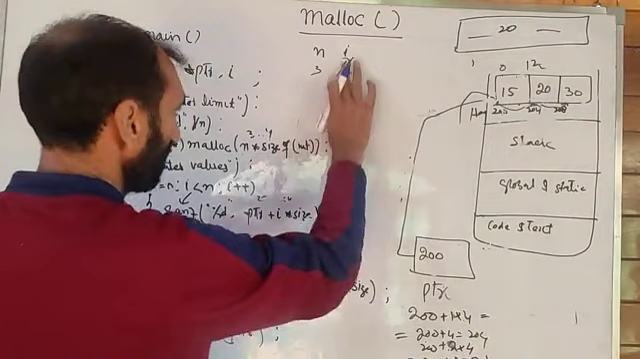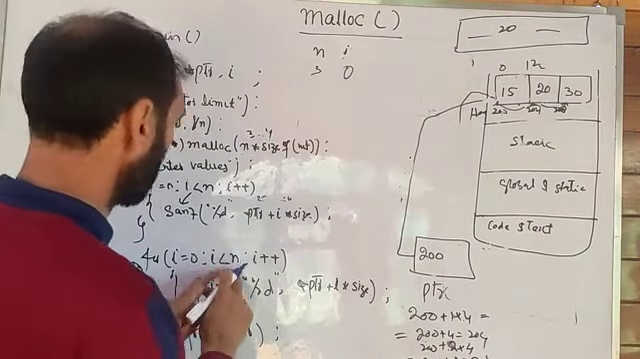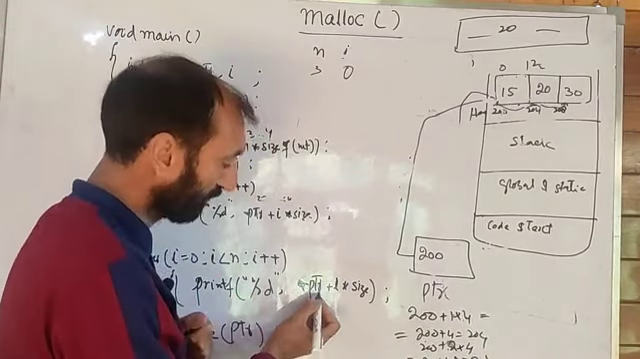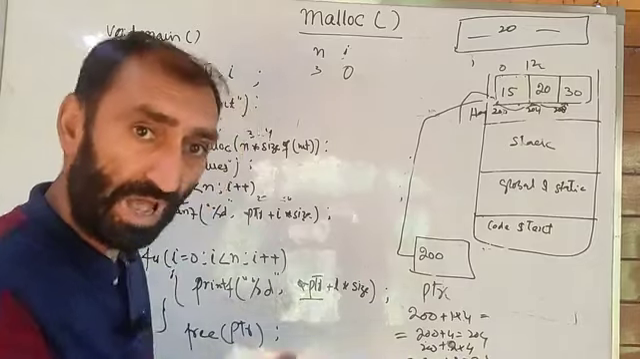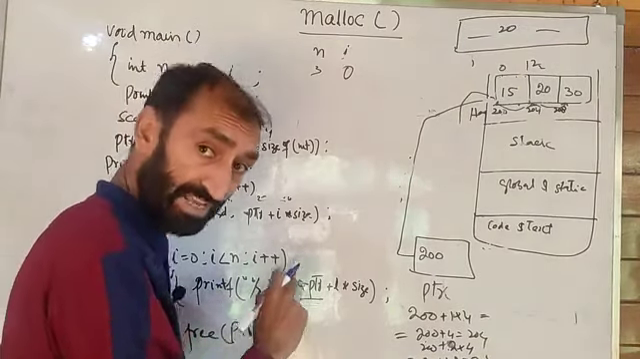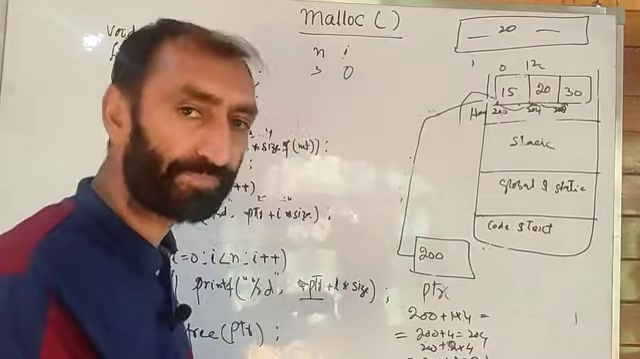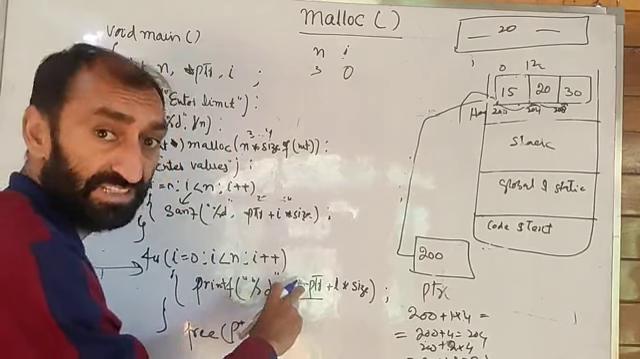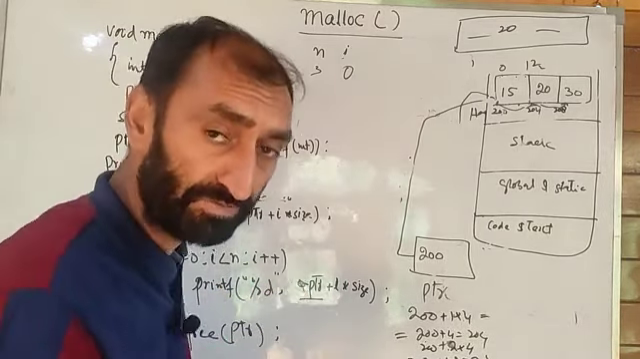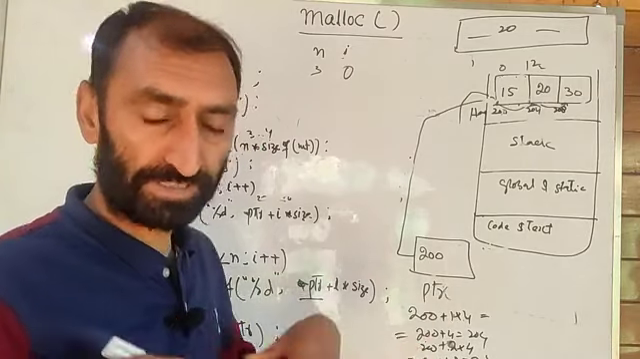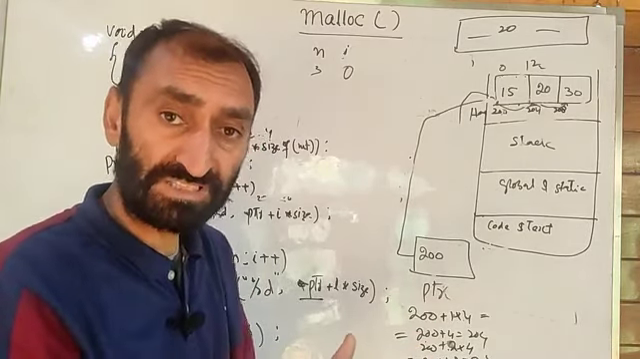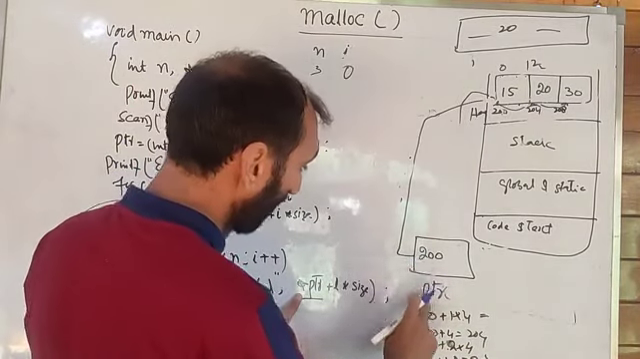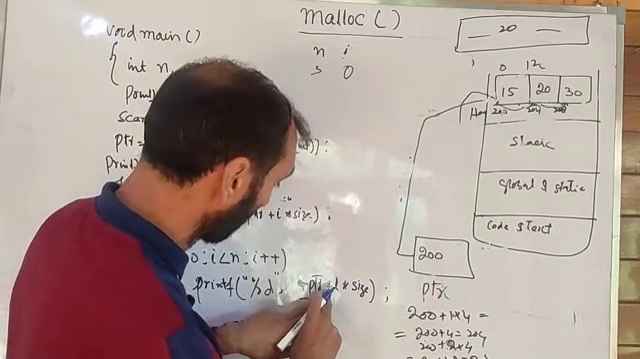For i equal to 0. Now again i equal to 0, i less than n, 0 less than n, printf. Here this asterisk ptr means the value at address, because here this asterisk acts as an indirection operator. In the declaration, this asterisk acts as a pointer, but here it acts as an indirection operator. What is the working of the indirection operator? The indirection operator returns the value at the address. Here, what is ptr? ptr is 200.